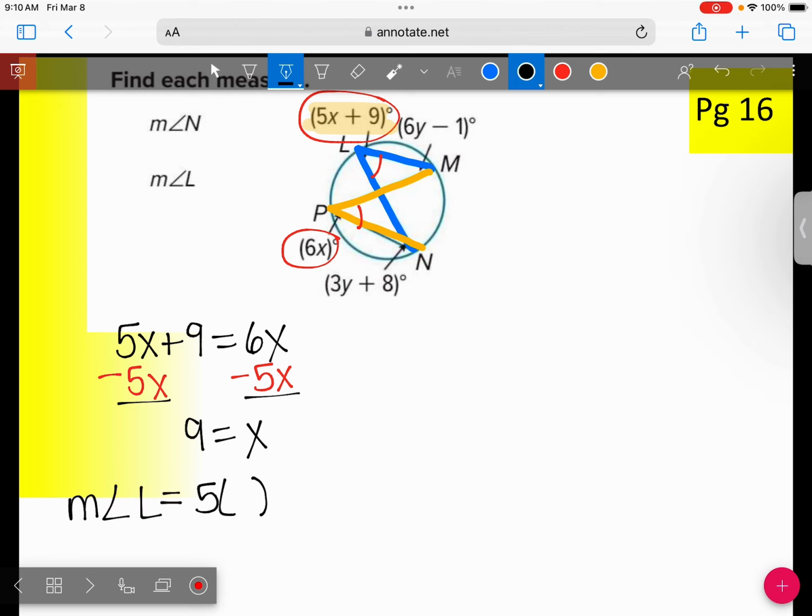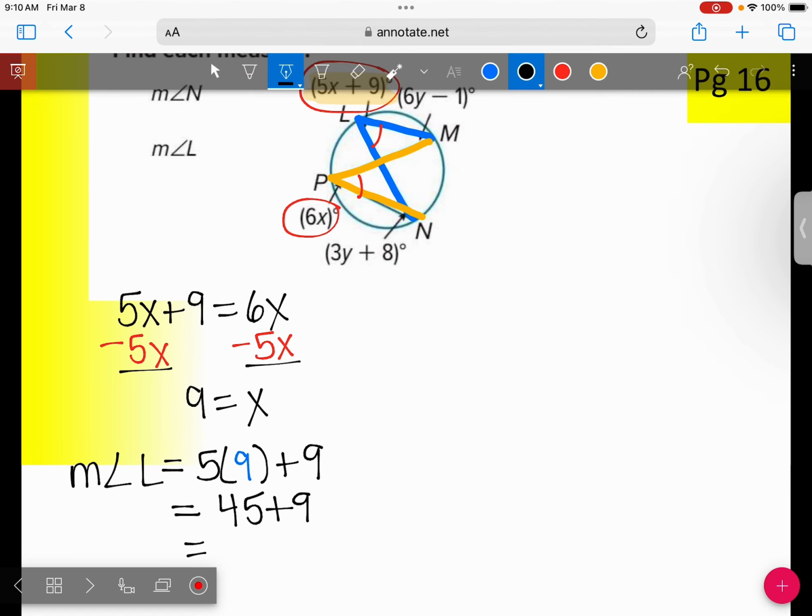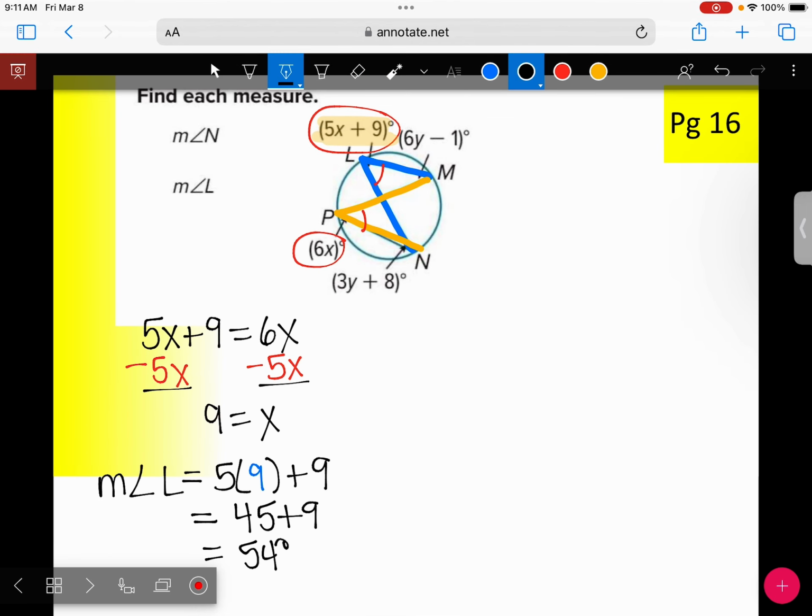by substituting that 9 into that expression. So let's take the 9 we just solved and substitute it into that expression. Pick up your calculators and type in 5 times 9 plus 9. And who got 54 degrees? All right, good job.